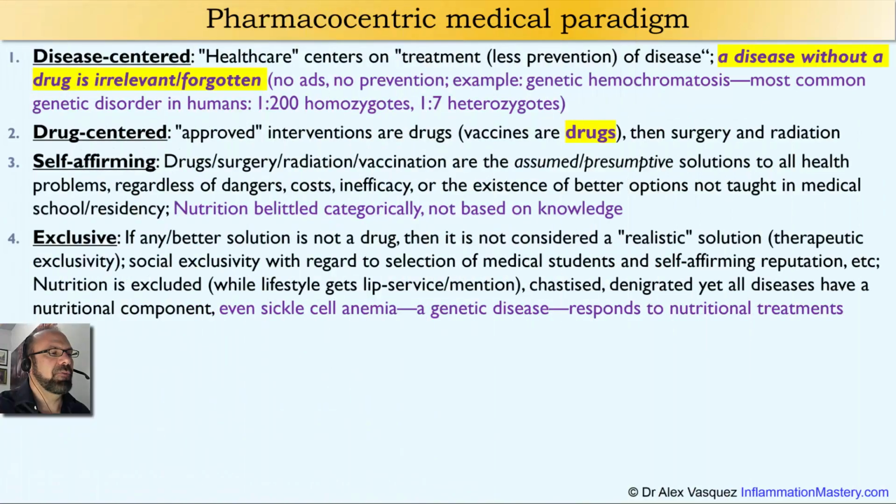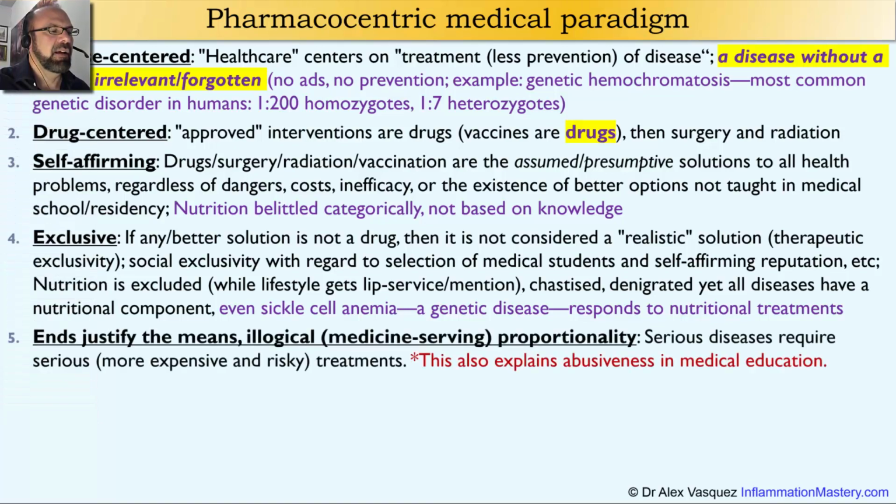I think we also know that the medical profession is also very exclusive in many ways, socially and conceptually. If a better solution is not a drug, then it is usually not considered a realistic solution. Again, nutrition is excluded categorically, even though nutritional therapy has been shown to provide benefit even for purely genetic disorders such as sickle cell anemia. Another aspect of the medical paradigm is that the ends justify the means. So this is what I call illogical proportionality. Serious diseases require serious, that is, expensive and risky treatments. And I think this model of ends justifying the means also accounts for some of the abusiveness that we see in medical education.